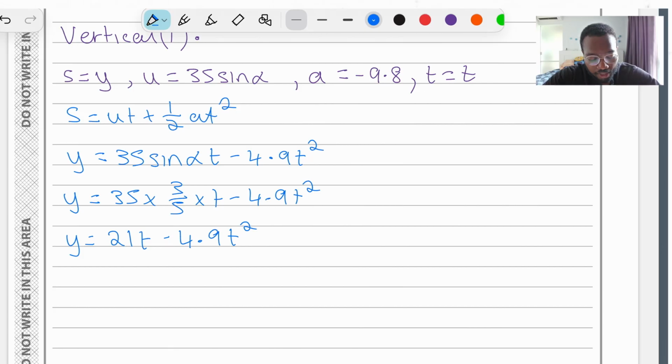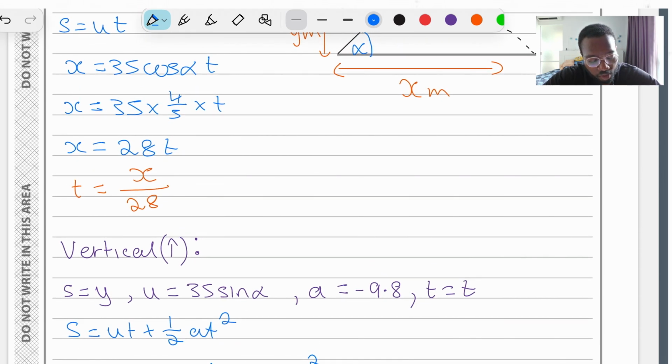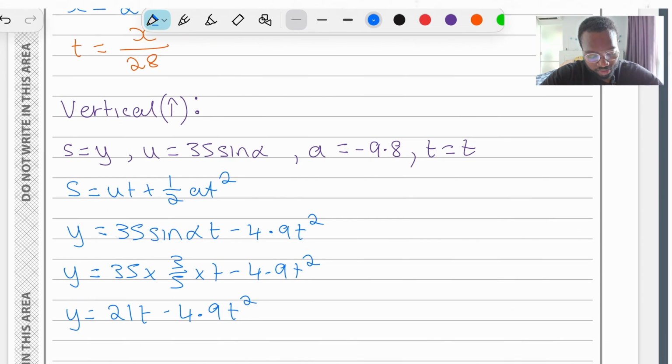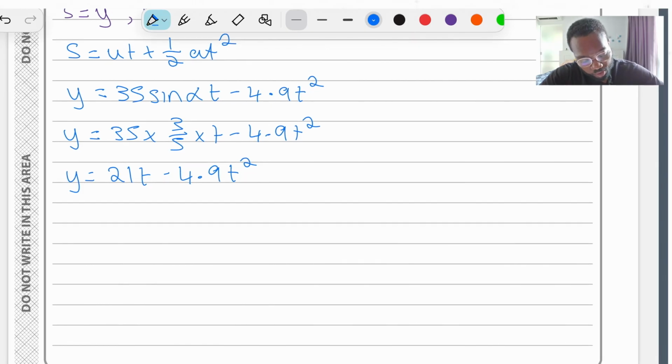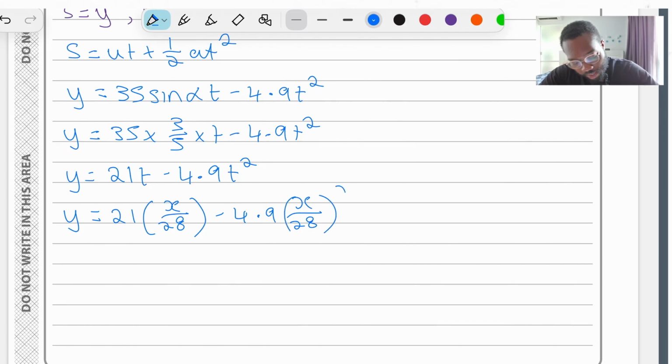Now, we know that our time is going to be the same in both of these. Time is the one constant which is going to be the same in our horizontal and in our vertical. So when we did it before, we got t is equal to x over 28. We can just substitute that value of t into our vertical component as well, because it'll be exactly the same time. So if we do that, we get y is equal to 21 times x over 28 minus 4.9 times x over 28 squared. And if we work that out, we hopefully should get exactly what we want.